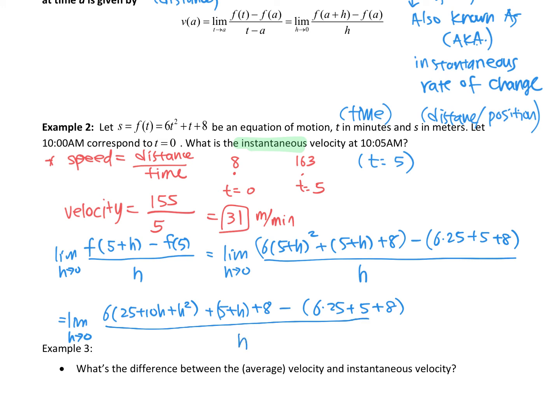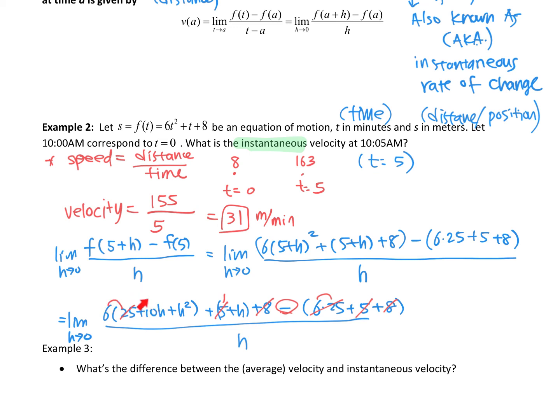The reason I wrote it like this, the long way, is here is 6 times 25 minus 6 times 25, so that is going to cancel out. There's 5 here, and 5 here, because it's subtraction, right? So that'll cancel out. There's 8, there's 8. Oh, nice cancellation. So what's left over?